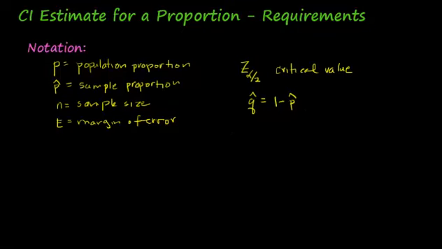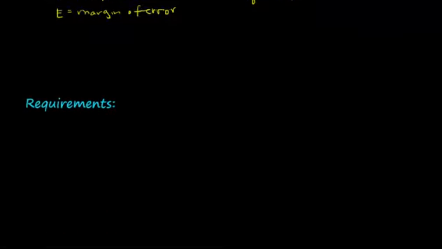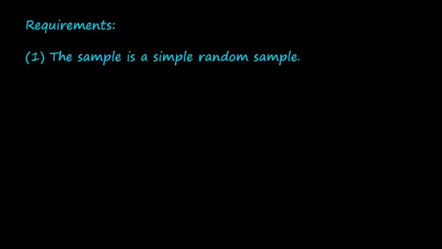Okay, now that we've looked at our notation once again and reviewed that, let's look at the requirements then for our confidence interval estimate of the proportion. First, the sample has to be a simple random sample. That goes way back, but recall we talked about requiring a simple random sample for all the different procedures we were going to be doing in this course.